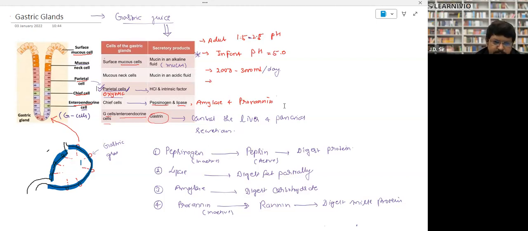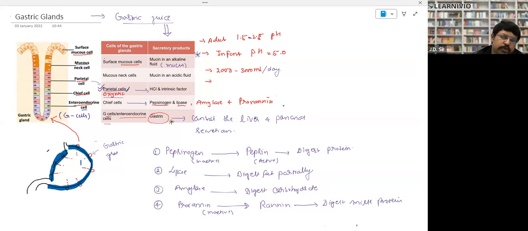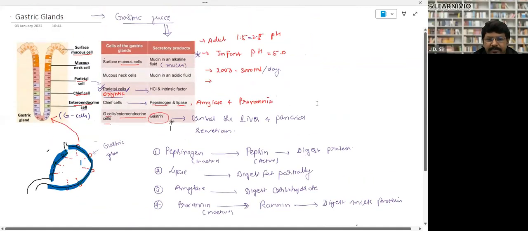Next point. Gastric gland also secrete gastrin hormone. It is written over here. Gastric gland, very important. Gastric gland also secrete gastrin hormone that control secretion of liver and pancreas. So this was the secretion of gastric gland.